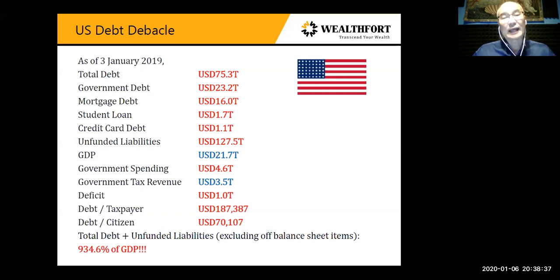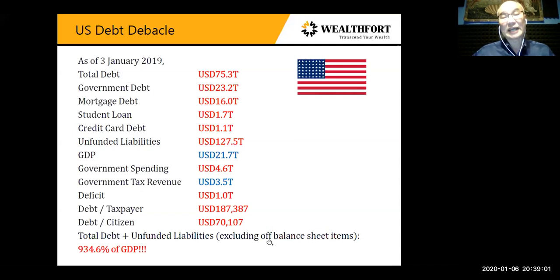Okay. So debt per taxpayer is $187,387. Debt per citizen is $70,107, which means a baby that is newly born already owes the US government $70,000. So if we look at it, the total debt plus unfunded liabilities, excluding off-balance sheet items.